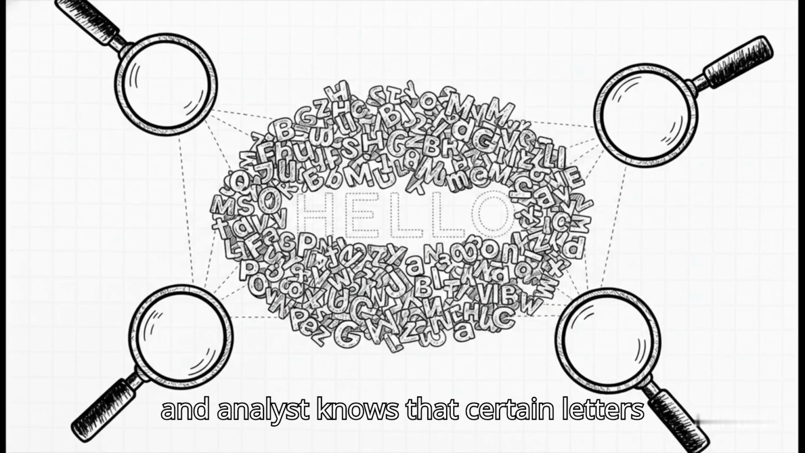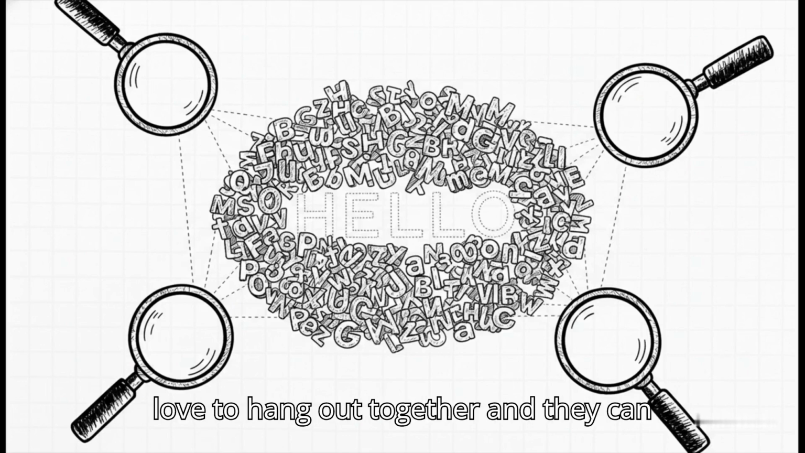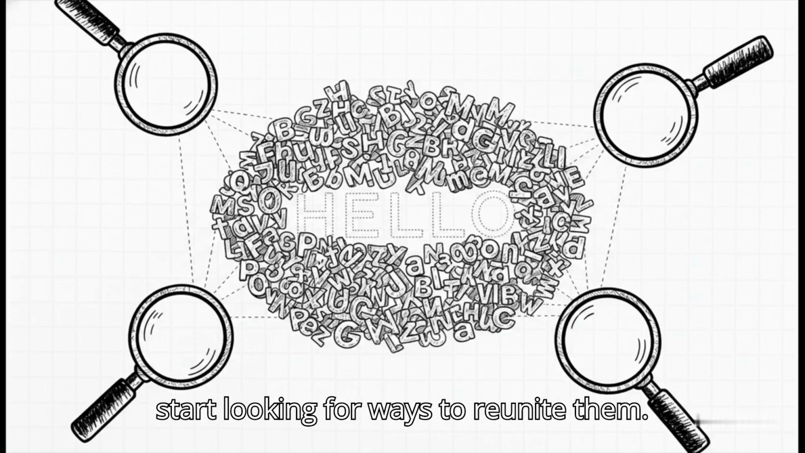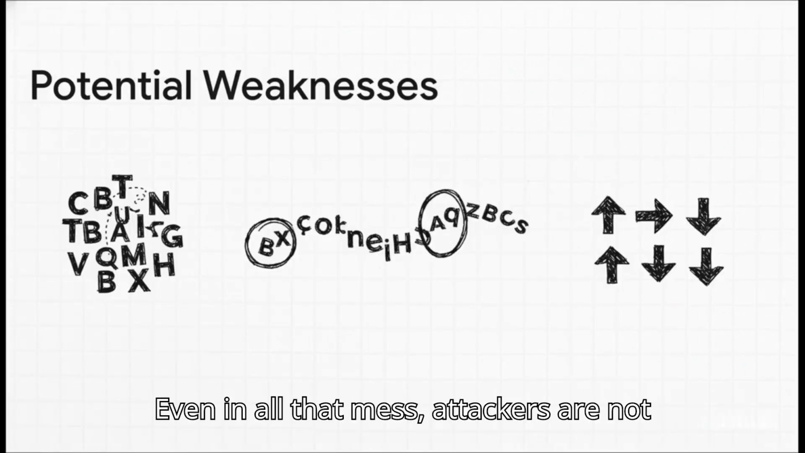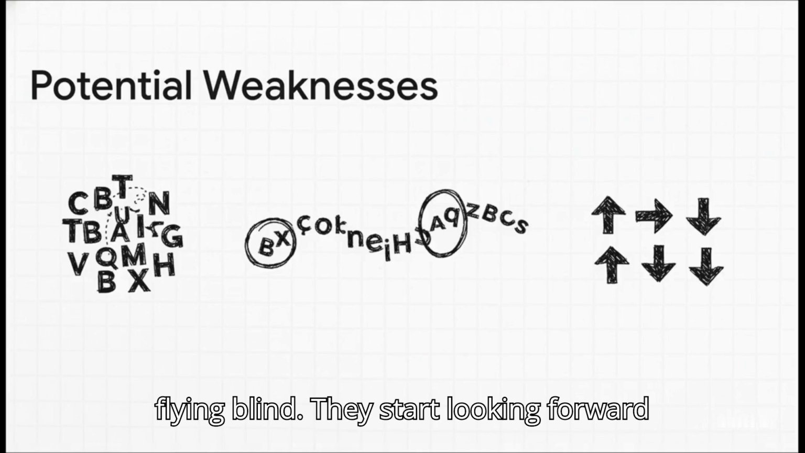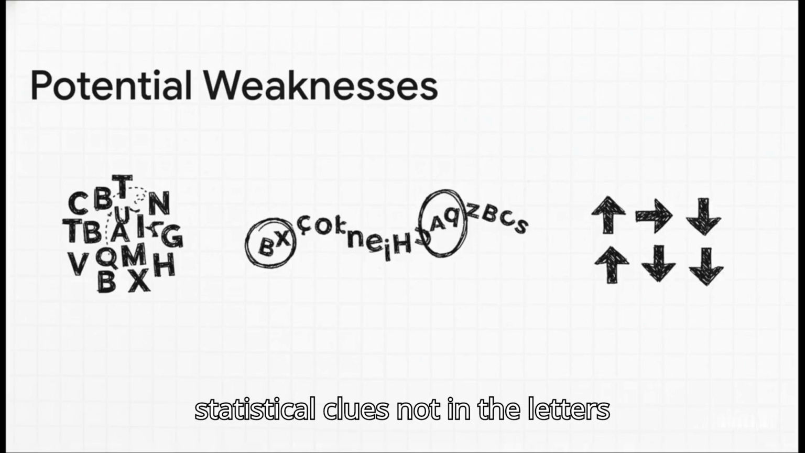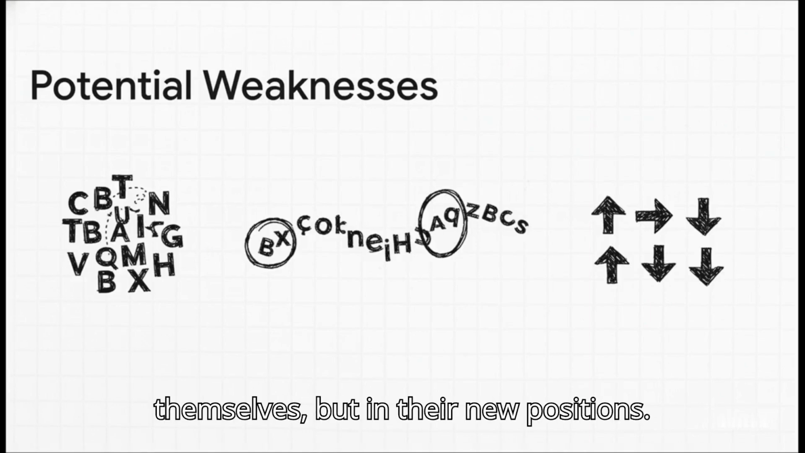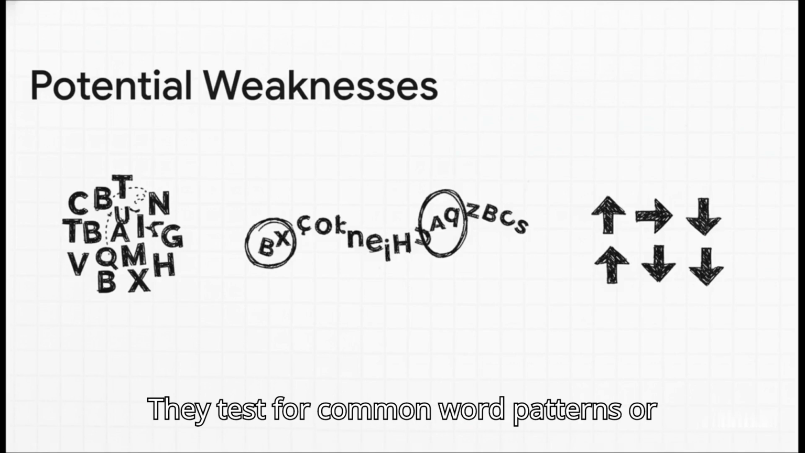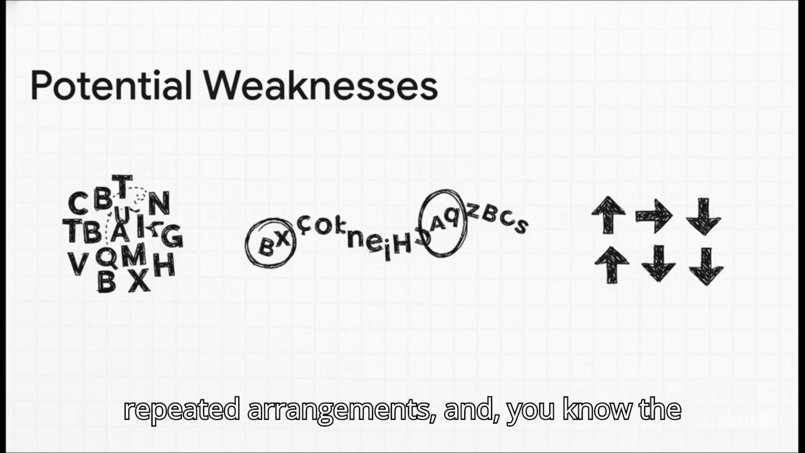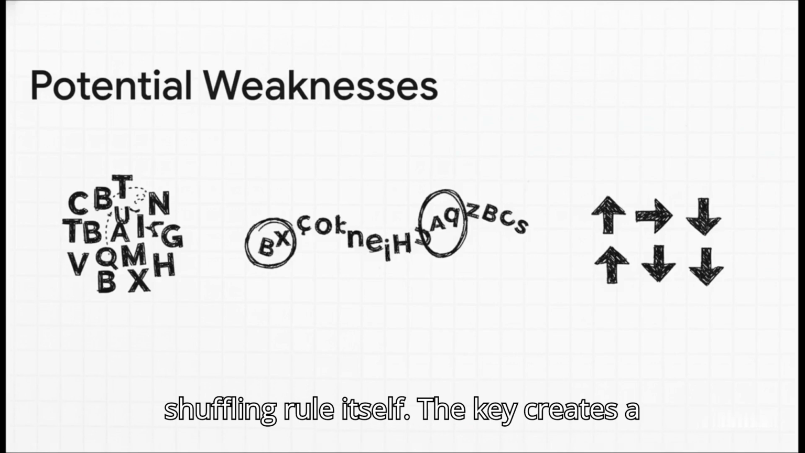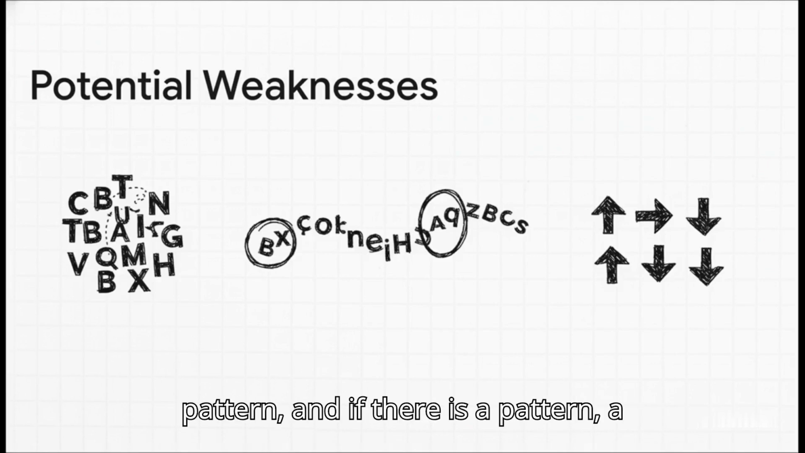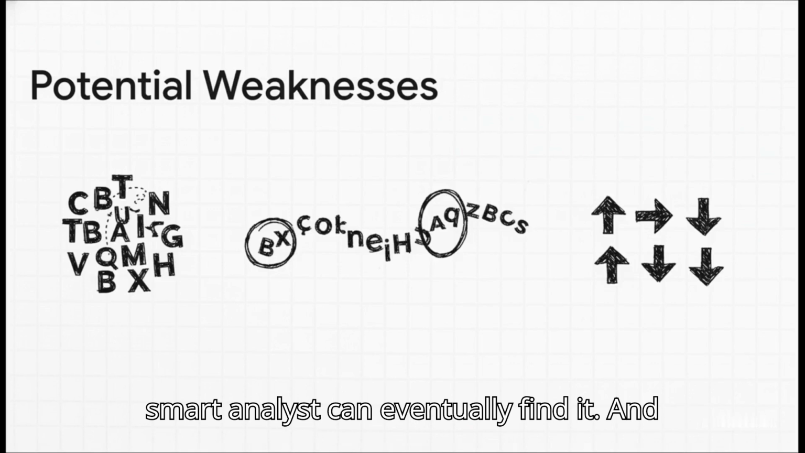Even when everything is jumbled, an analyst knows that certain letters love to hang out together, and they can start looking for ways to reunite them. Even in all that mess, attackers are not flying blind. They start looking for statistical clues, not in the letters themselves, but in their new positions. They test for common word patterns or repeated arrangements. And the shuffling rule itself, the key, creates a pattern. And if there's a pattern, a smart analyst can eventually find it and break it.